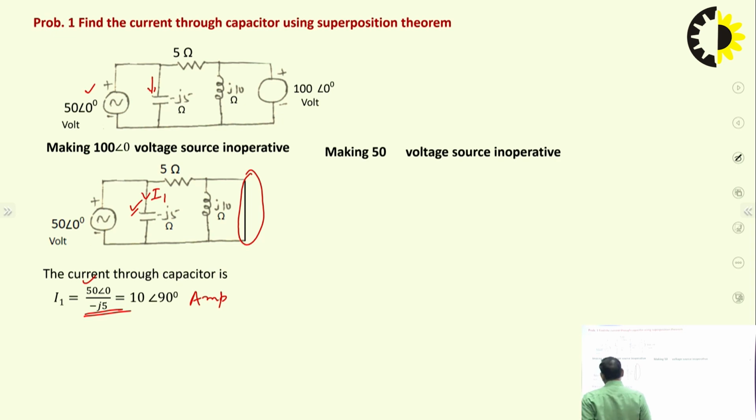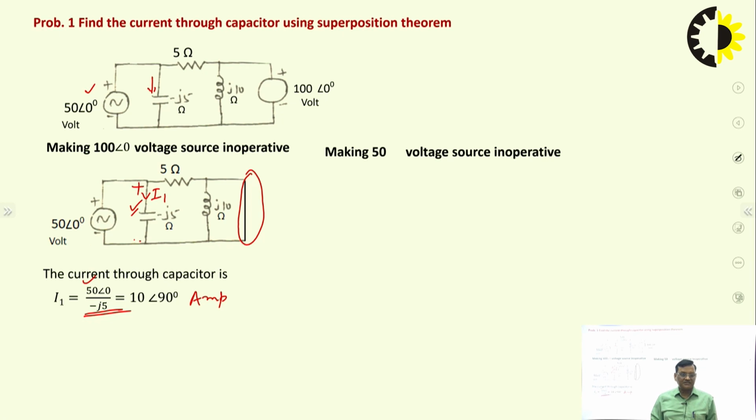This is the plus here and this is the minus here. The current will flow from top to bottom, so the direction will be like this. So in the superposition theorem, direction and polarity matter: if you are going to obtain the voltage developed across any element, we have to consider the polarity of that voltage.